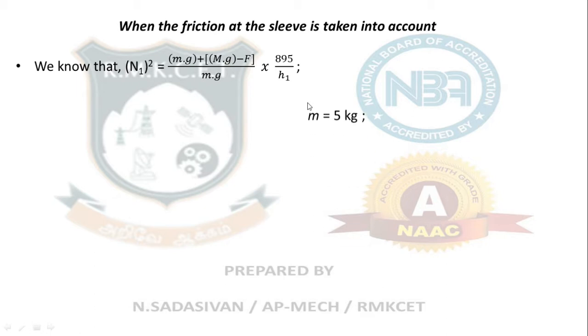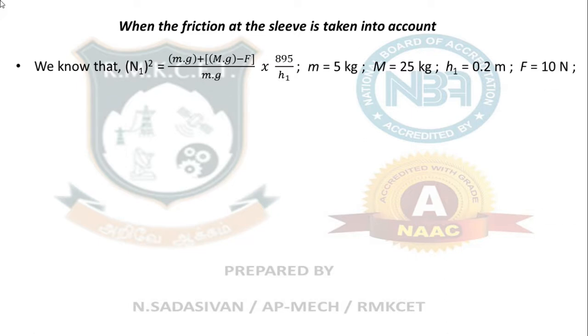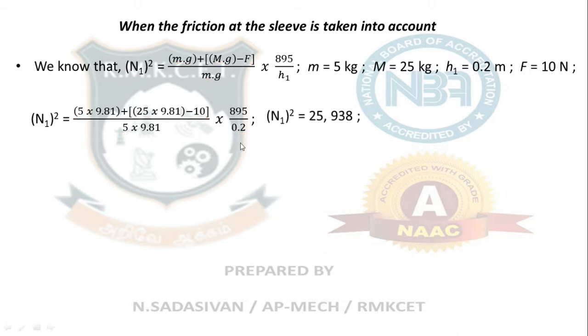So what are all the given data? M is 5 kg, capital M sleeve mass is 25 kg, h1 is 0.2 meter, same height, no change in the height because of friction. Friction is 10 Newton, put all the numbers. So 5 kg into gravity, 25 kg into gravity minus 10 Newton frictional force, divided by 5 kg into gravity, multiplied by 895 by h1, which is 200 millimeter, 0.2. On solving this, I will get 25,938. Take the square root, you will get the RPM of lower speed as 161 RPM.